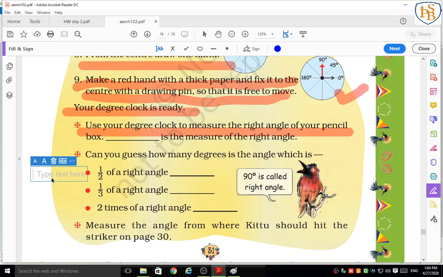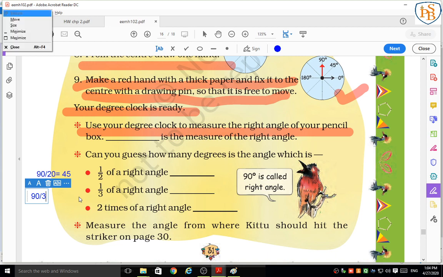Simple. 90 divided by 2. And what is the answer? Very good. So 1/2 of a right angle is what? 45. Like that, can you solve for the 1/3 part of a right angle? How can you solve? 90 divided by 3. Correct?